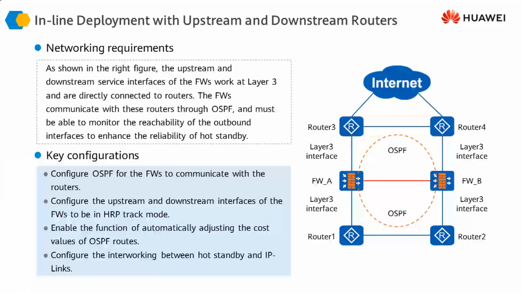In the next scenario, we have upstream routers and downstream routers around the firewalls. We have the two firewalls and routers on both sides of the firewalls. In this case, we will be running OSPF between the firewalls and the routers on this side, as well as OSPF between the routers and the firewalls on the other side. In this case, we cannot run VRRP. However, we use HRP to track the interfaces, and depending upon the status of any interface, we can switch over from the active firewall to the standby firewall.